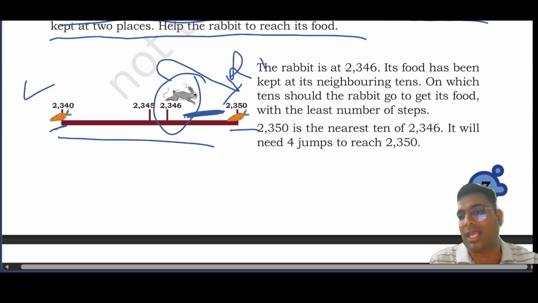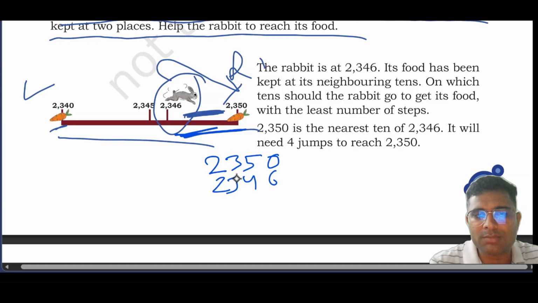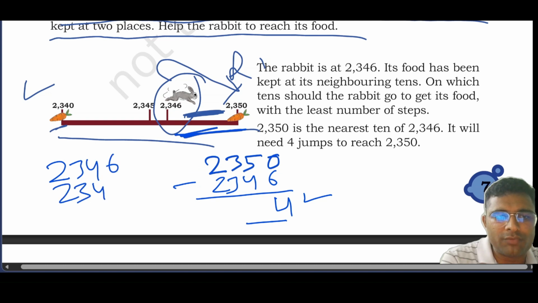But if it is given in numbers only, it means the picture is not given, how will you find which side he will go? So in that case bachcho, you will subtract the positions of food and rabbit. Like in this case bachcho, the position of food is 2350, and the position of rabbit is 2346. Bachcho, to reach the food, he has to jump 4 steps. Okay, and in the left side situation bachcho, the rabbit position is 2346, and the food position is 2345. So to reach the food, he has to jump 4 steps.